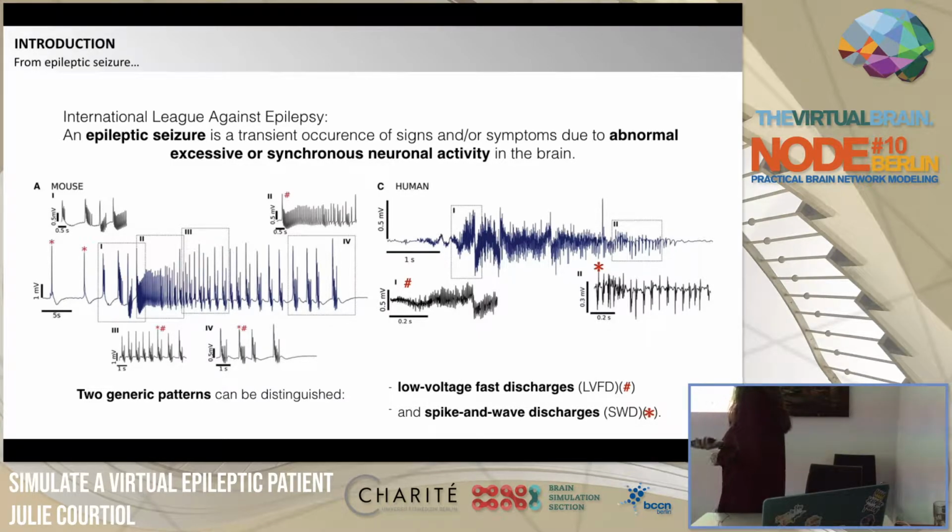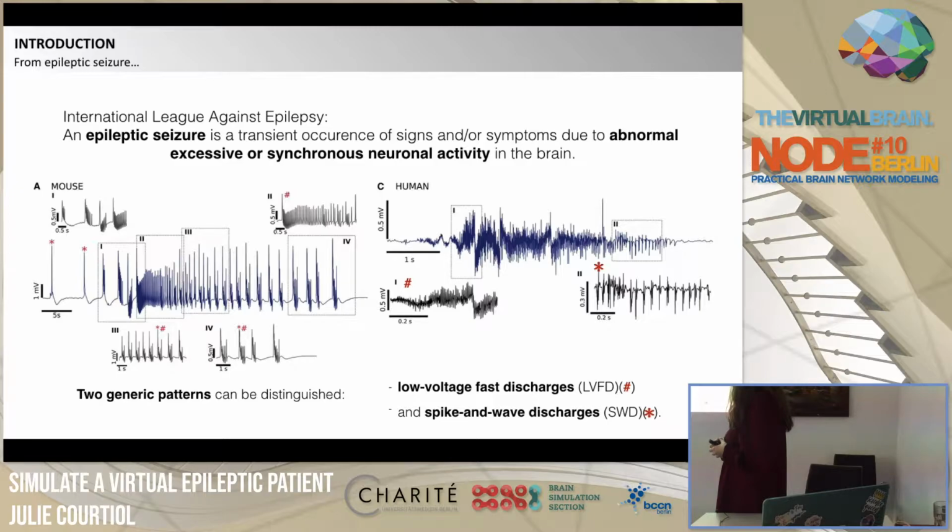An epileptic seizure is a brief episode of signs and/or symptoms, for example, when you see people having convulsions, losing consciousness, or altered behaviors, that is due to abnormal electrical discharges in the brain. So here you have two figures. One is a seizure recorded in the hippocampus of a mouse, and here in the human.